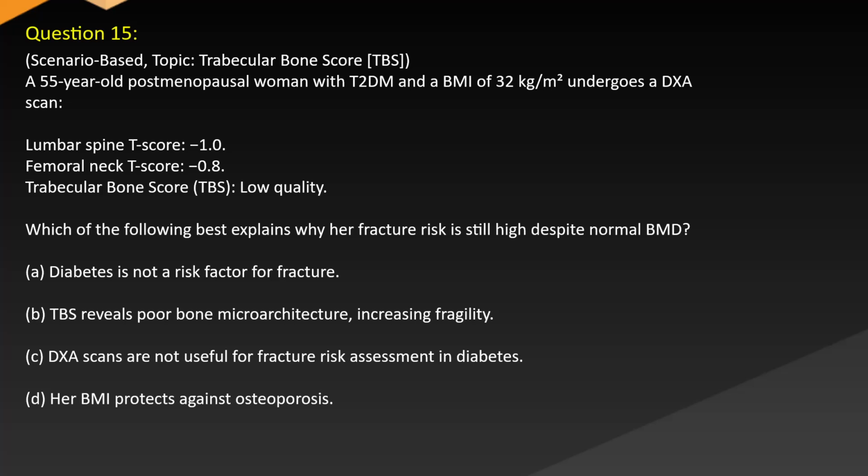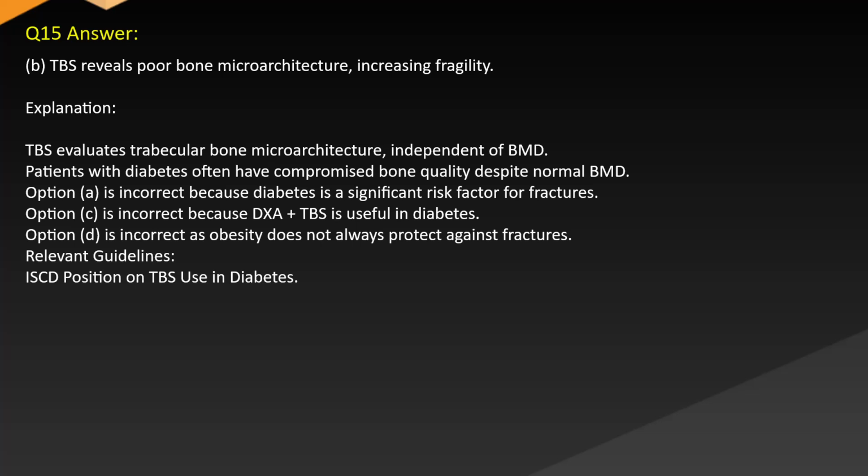A. Diabetes is not a risk factor for fracture. B. TBS reveals poor bone microarchitecture, increasing fragility. C. DXA scans are not useful for fracture risk assessment in diabetes. D. BMI protects against osteoporosis. Answer: B. TBS reveals poor bone microarchitecture, increasing fragility. Explanation: TBS evaluates trabecular bone microarchitecture independent of BMD.